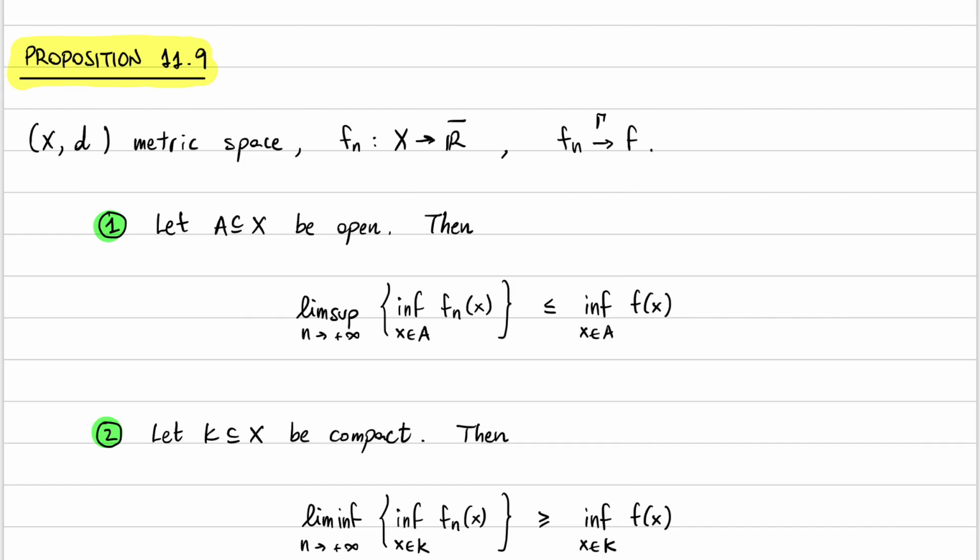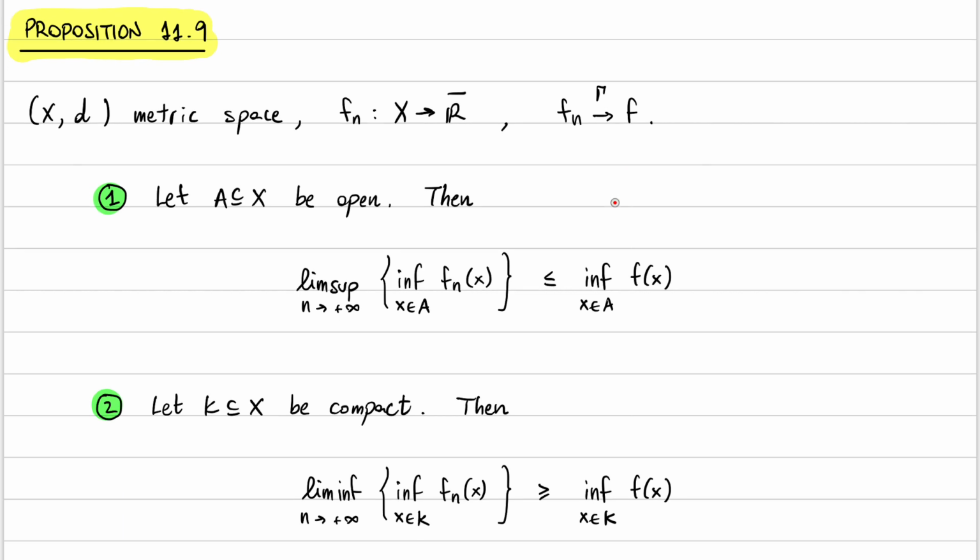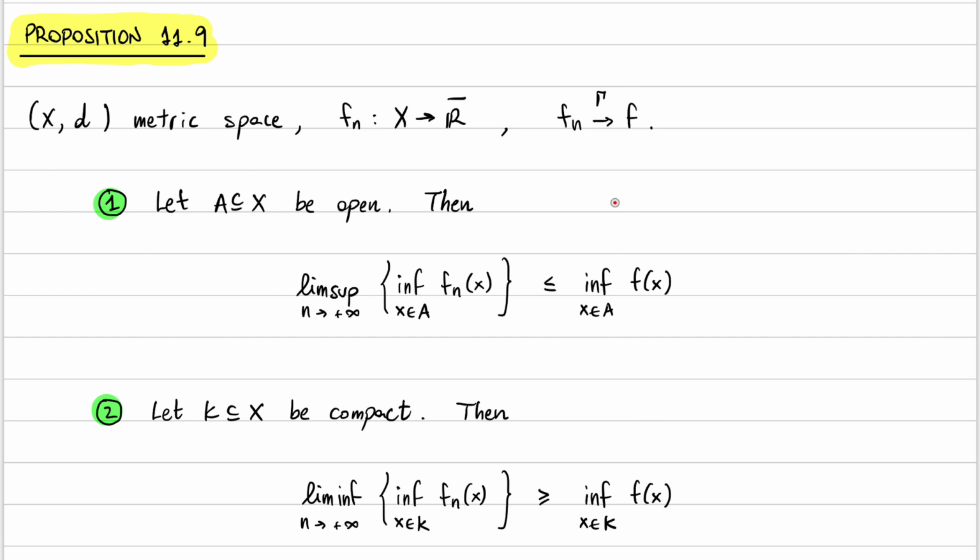Okay, a second technical result is given by proposition 11.9. So let (X, d) be a metric space, Fn a sequence of functionals such that Fn gamma converges to some limit functional F. Then we have these properties of the infimum problems. So we look at the infimum for x in A and the infimum for x in K for the functionals Fn, and we want to estimate this in terms of the infimum over the same sets of the gamma limit.